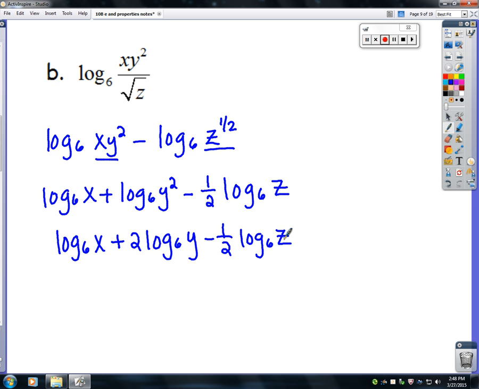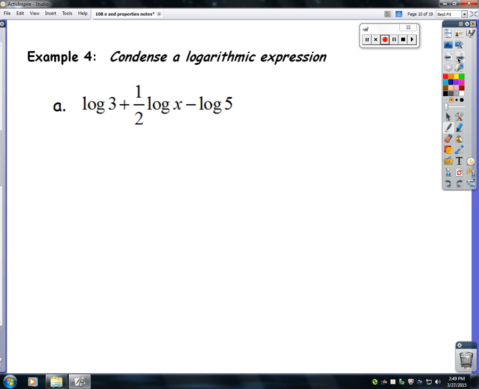All right, since we've expanded, let's go backwards and use those properties to condense it. We want to put our multiplication, our division, and our powers back in. As you go through this, all of them have to have the same base. What is the implied base here? There's no base written. Hopefully you said 10.